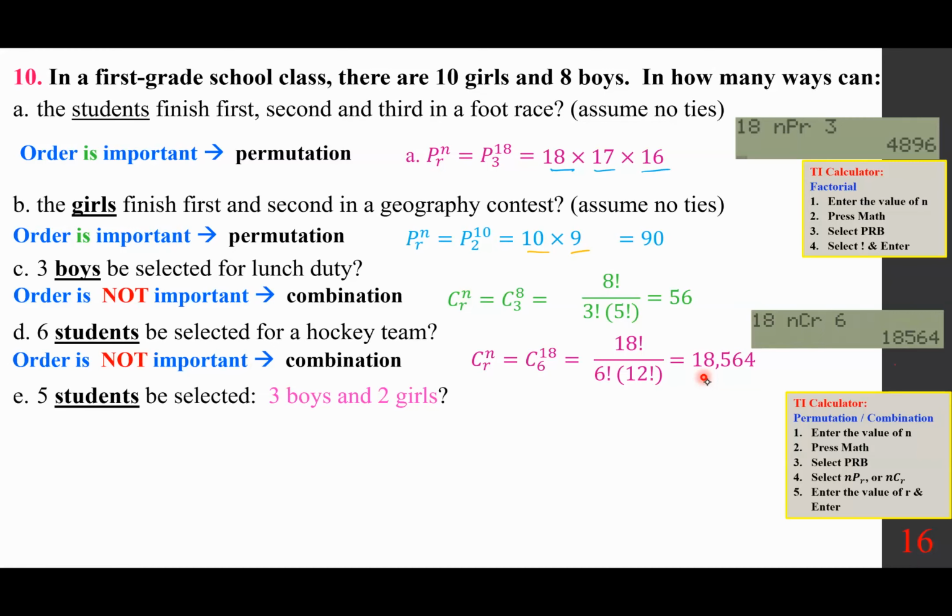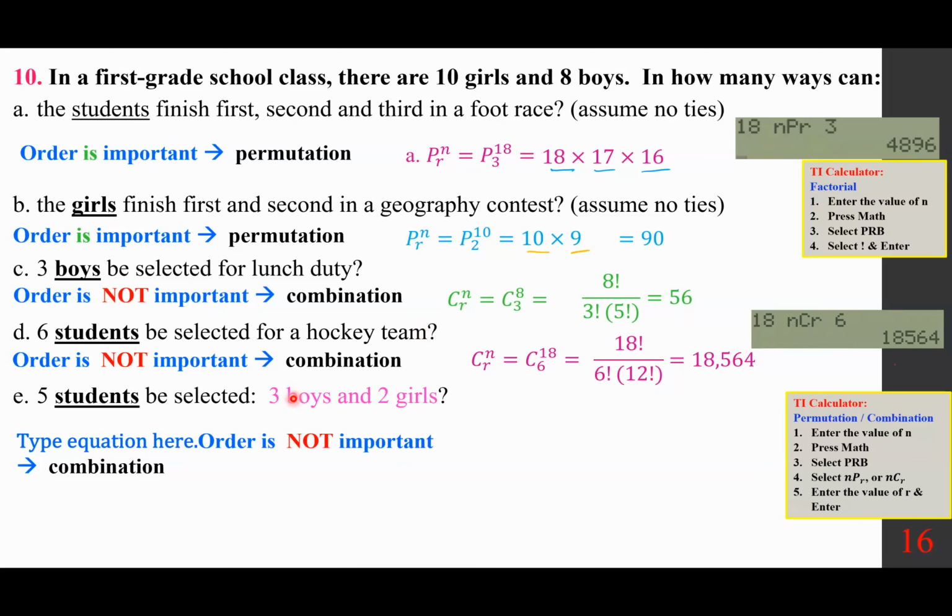Five students, we selected 3 boys and 2 girls. Again, order is not important. We just specify that from the group of boys, we want 3. From the group of girls, we want 2. However we choose them, we then multiply the 2.